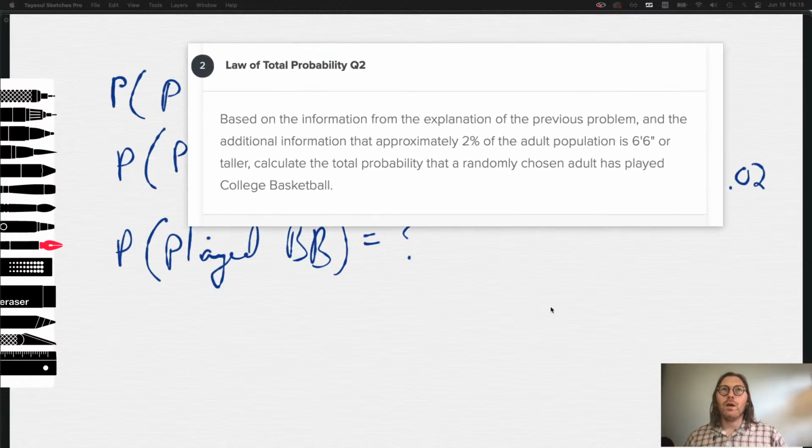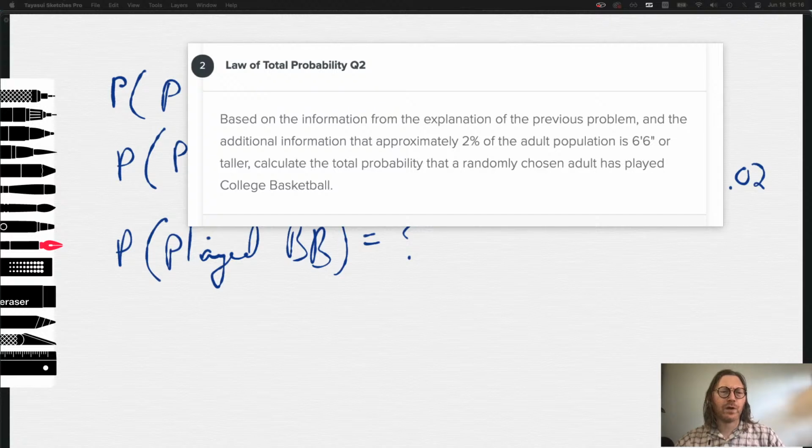Okay. Based on the information from the explanation of the previous problem and the additional information that 2% of the adult population is 6'6" or taller, calculate the total probability that a randomly chosen adult has played college basketball. Okay.